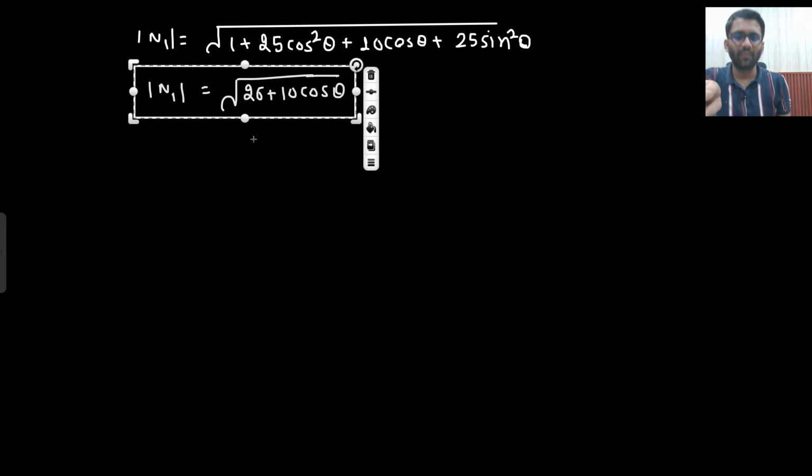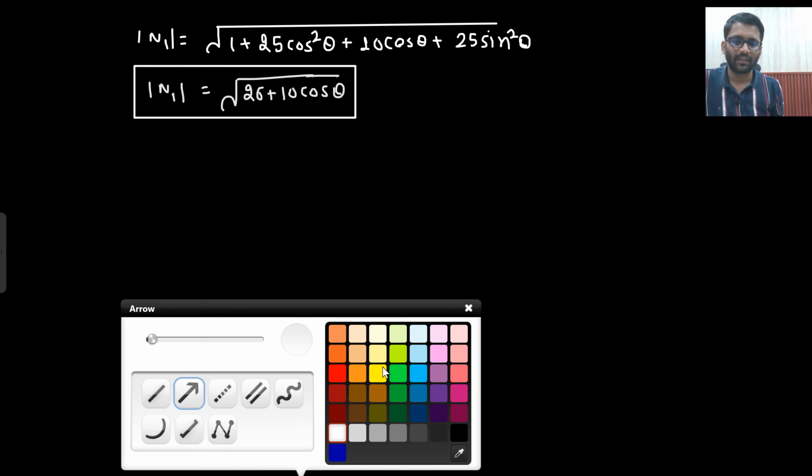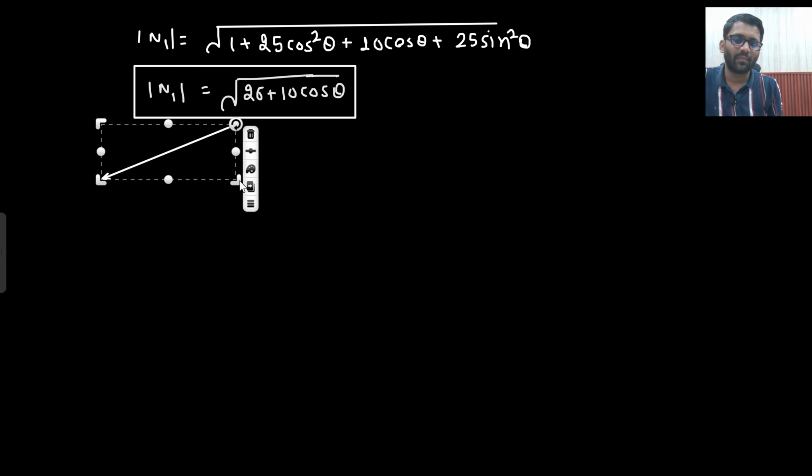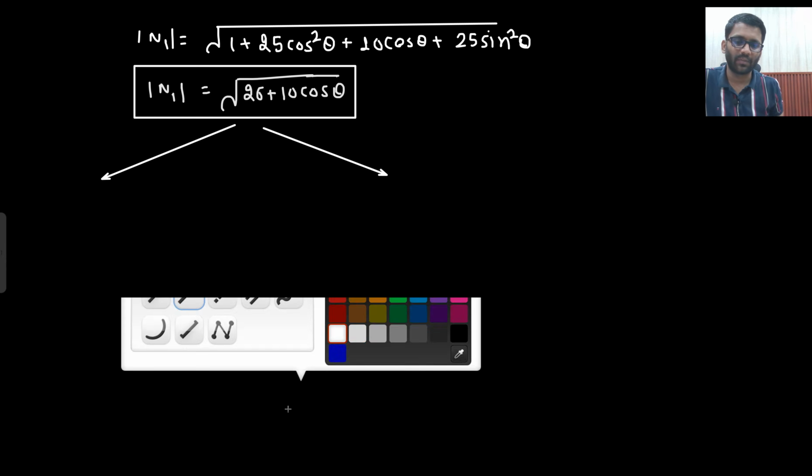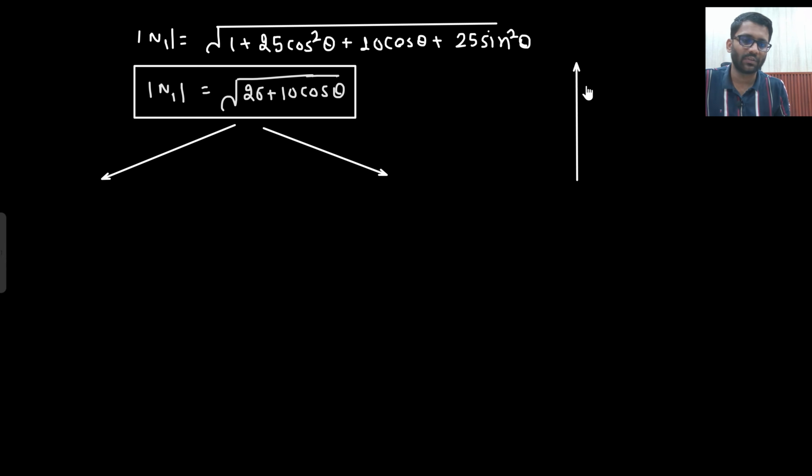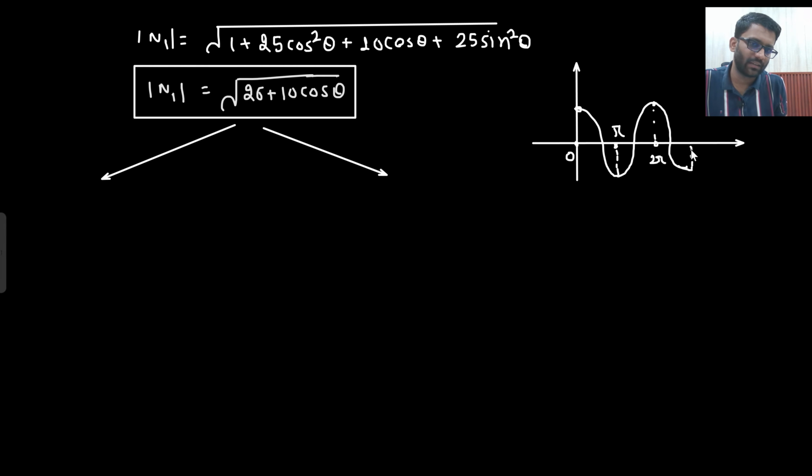Now minimum and maximum will be defined by this cos theta, because cos theta can vary from -1 to +1. If you remember the graph of cos theta, cos theta can vary from 1 to -1, and in that manner it will keep on going. This value occurs at 0, this value occurs at 2 pi, this value occurs at pi, and again -1 occurs at 3 pi, right? This is the graph of cos.